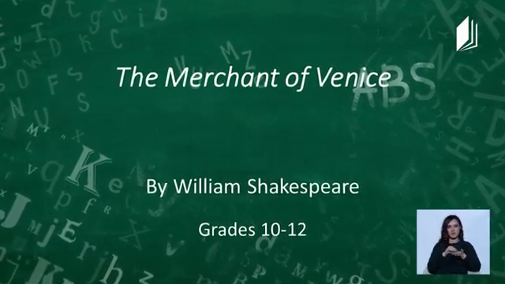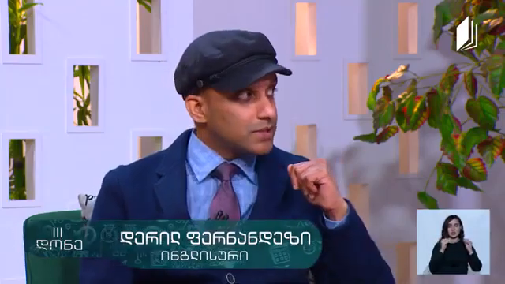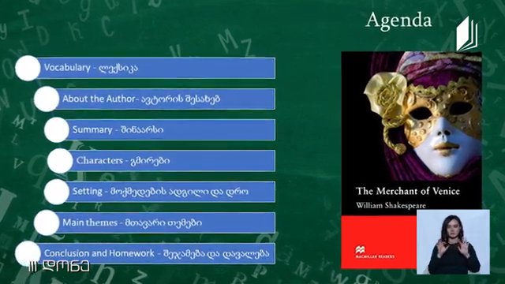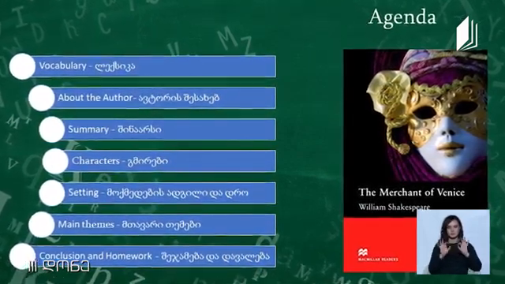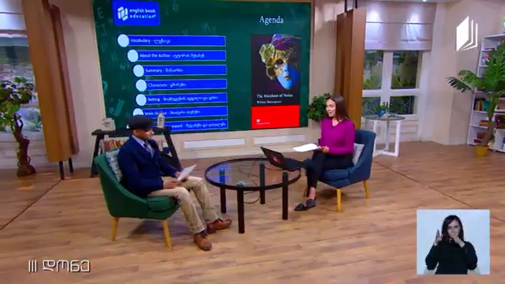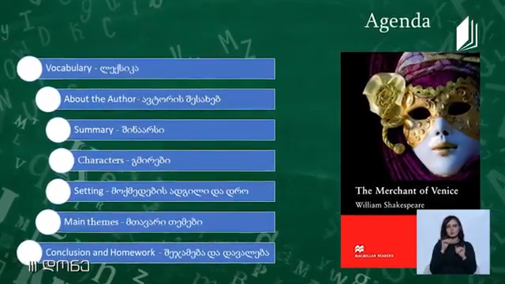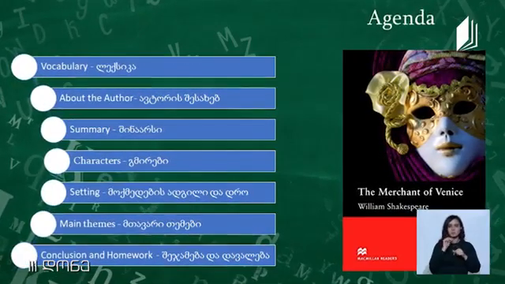Let's begin. Let's have a look at the agenda. First, we will obviously have a look at the vocabulary as before, a look at the author, very famous, and a summary of the play. After that, we'll really explore the characters, the setting, and some main themes before we conclude by reviewing what we discussed and giving you some homework.